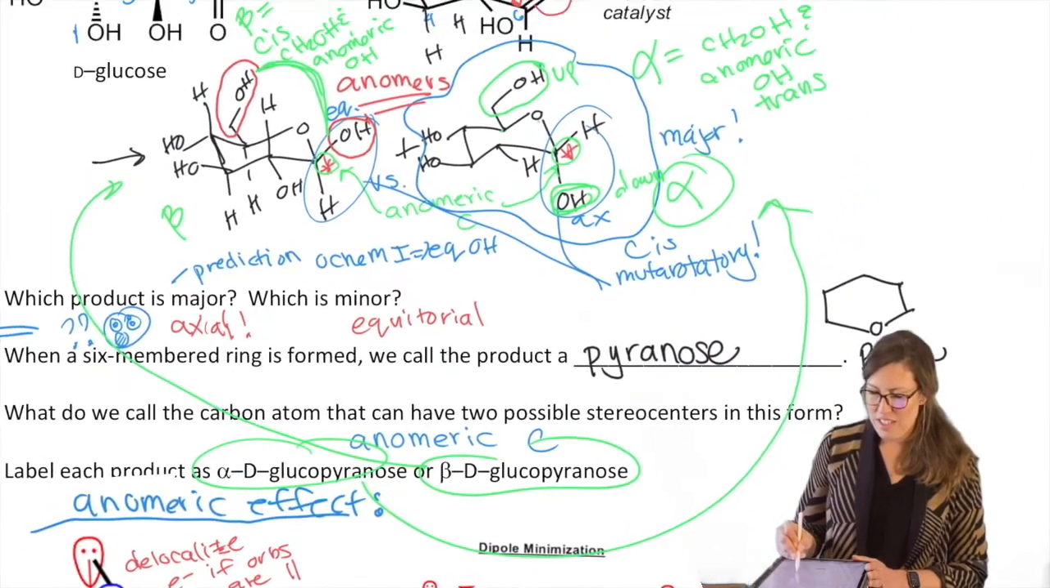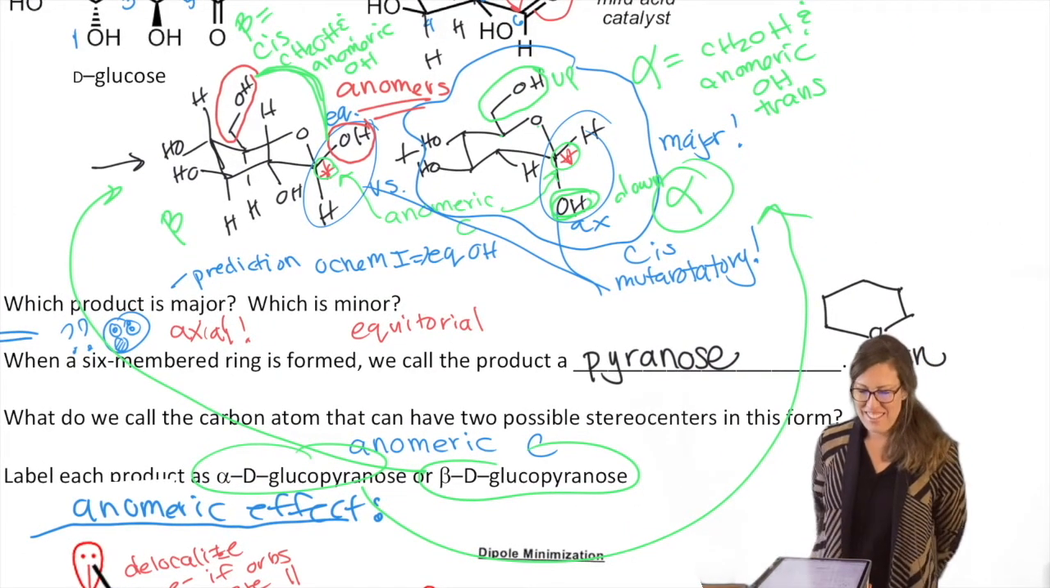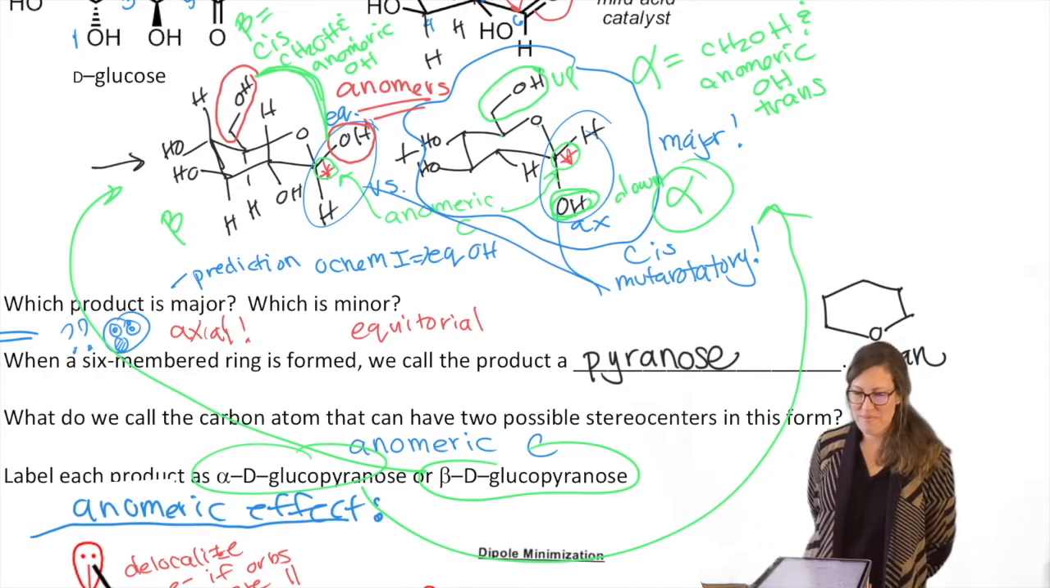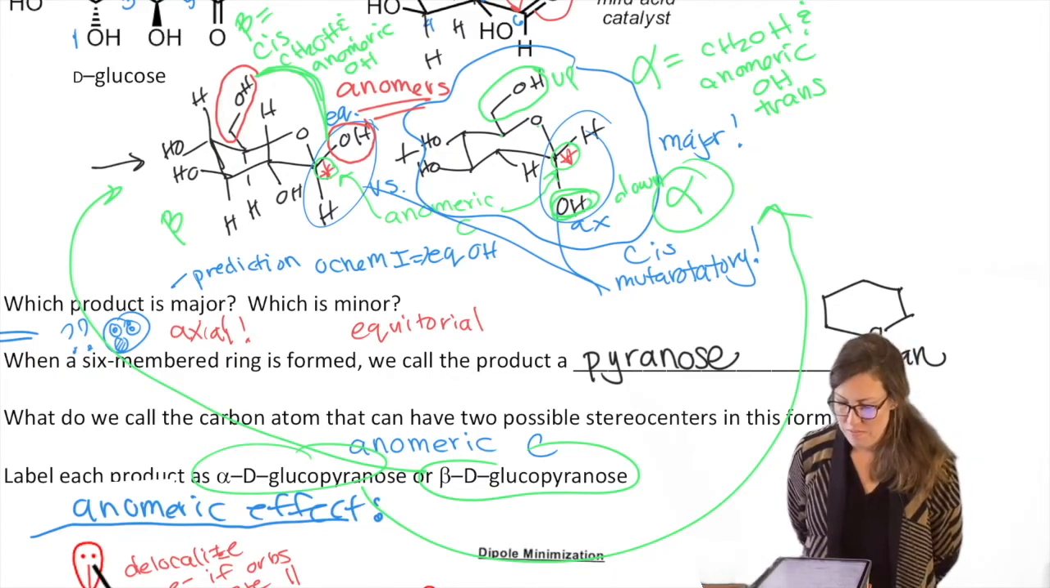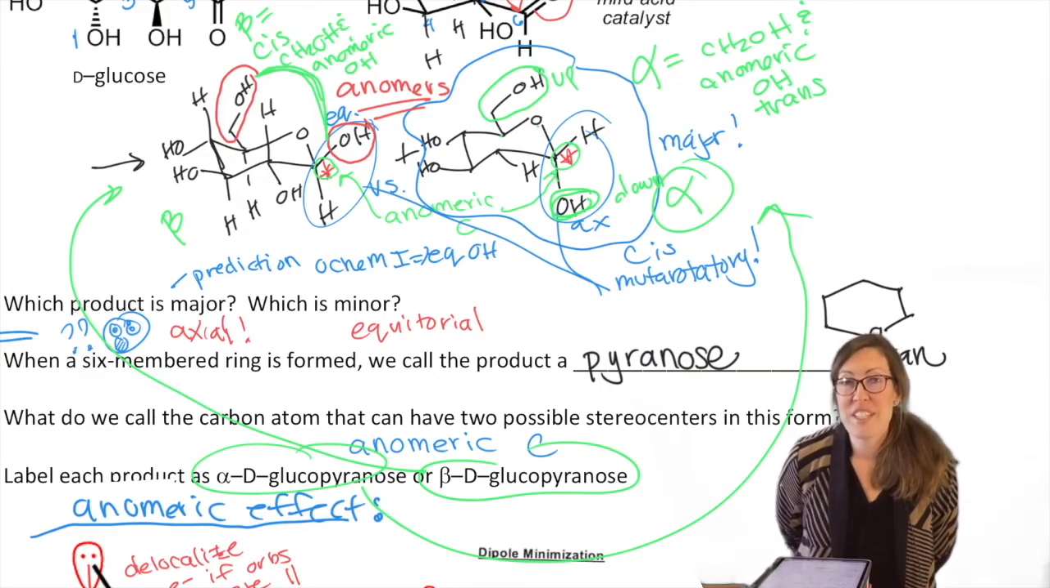Wow, we had a lot of work there. That's worth studying some more. Maybe even redo this one without me on another sheet of paper, because we're going to switch gears and do 5-membered rings next.